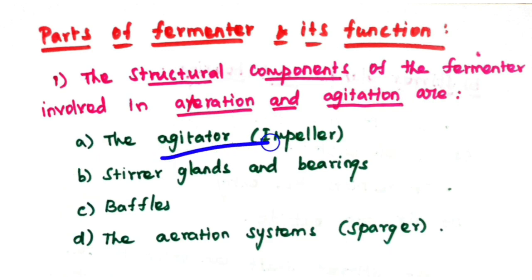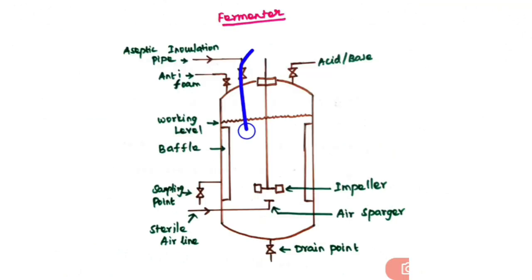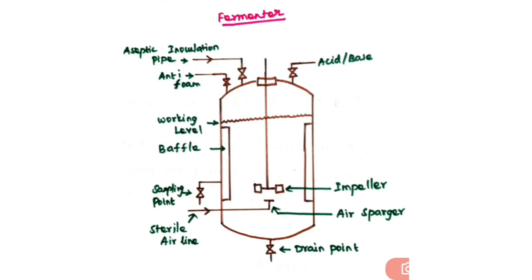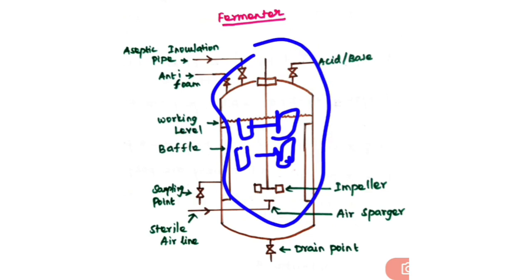Okay, so the agitator is also known as the impeller, and the aeration system is known as the sparger. This is your agitator. It has a motor on the head of it, then a shaft, then the stirrer shaft seal, and this is your impeller. The impeller may be single bladed, or in some fermenters it may be multi bladed. Depending upon your process, you can select a single bladed agitator or multi bladed impellers. So this is your agitator setup.